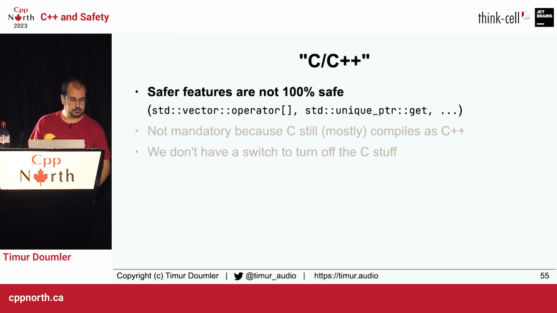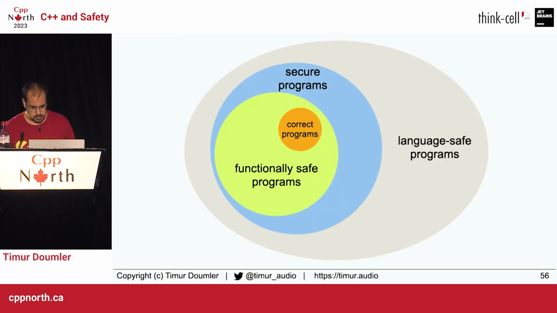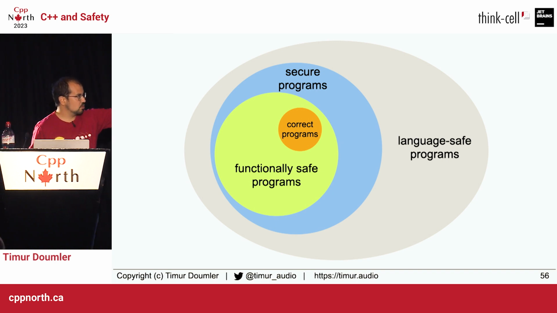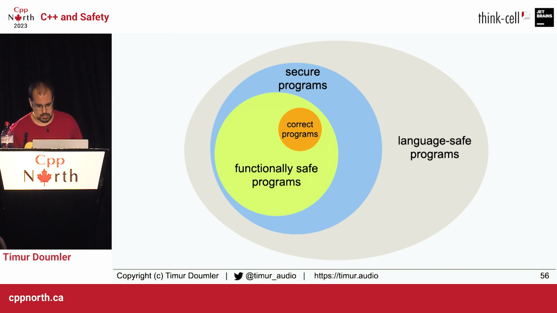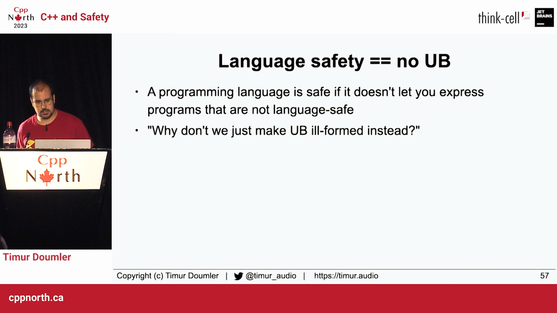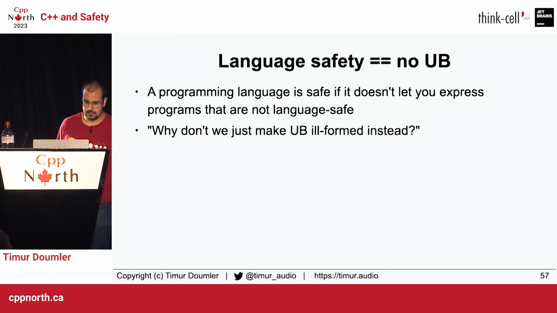And let me focus on this a little bit more. So we have this kind of Venn diagram here, and we want to talk about this gray area of programs that don't have UB. And so we can say that language safety is not having UB, and a programming language is safe if it doesn't let you express programs that are not language safe, right?